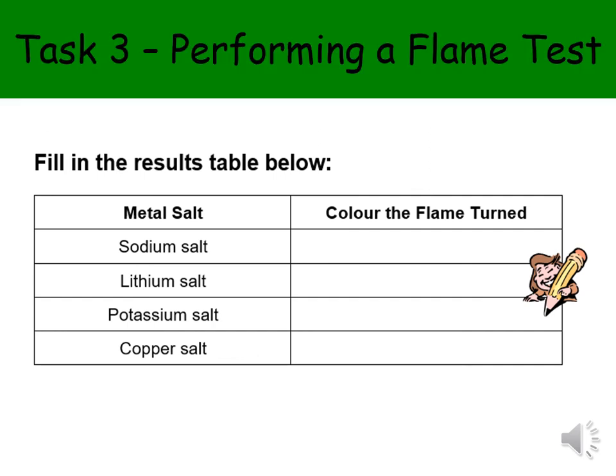Now that you have seen a flame test being carried out, let's find out what colours you noticed when I burnt each of those metals on the Bunsen burner. For sodium, you should have noticed a yellow-orangey coloured flame. For lithium, you should have noticed a crimson-maroon colour, sort of like a bright red.